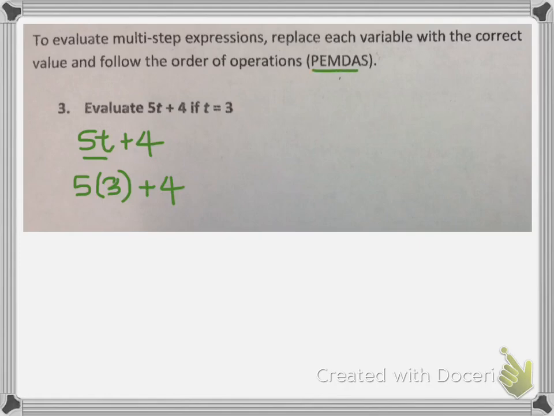Well, if I look at PEMDAS, I have to multiply before I can add because M comes before the A. So I have to do 5 times 3 first. 5 times 3 is 15, and then I can add 4 to 15. 15 plus 4 is 19. So 5t plus 4 equals 19 when t equals 3.